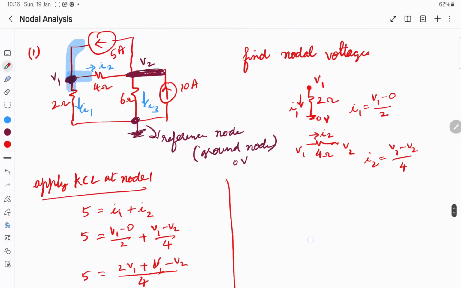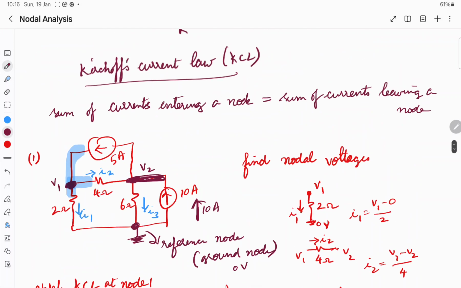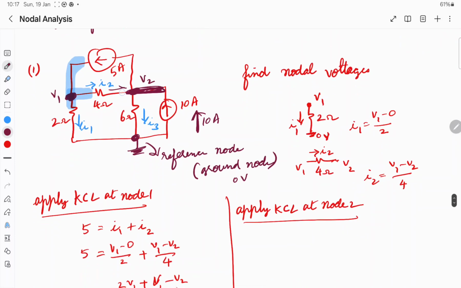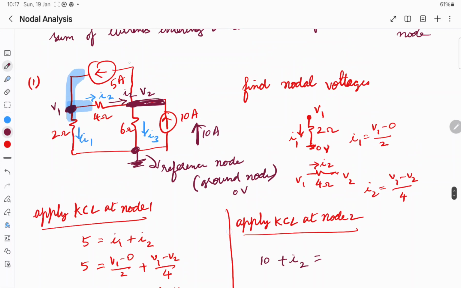Similarly, we will apply Kirchhoff's current law at node 2. What are the currents entering the node? We can clearly see 10 ampere is entering, because it's a current source. I2 is also entering, so it is 10 plus I2. What is the current leaving the node? We can see the 5 ampere current source is leaving the node, and I3 is also leaving the node. So 5 plus I3.